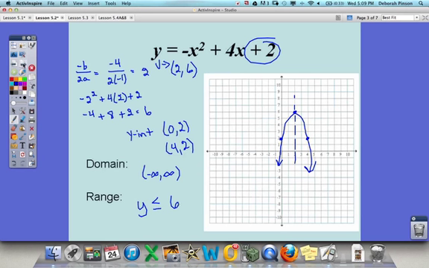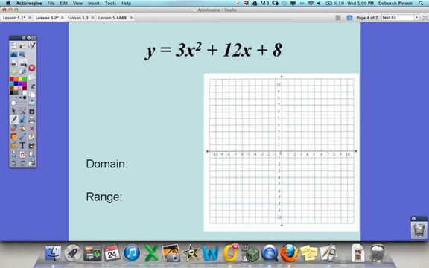Okay, then here is the last one. We're going to look at this one right here. So I'm going to go through and do the same things I did before. I do want y'all to see something that's happening. So negative b over 2a.